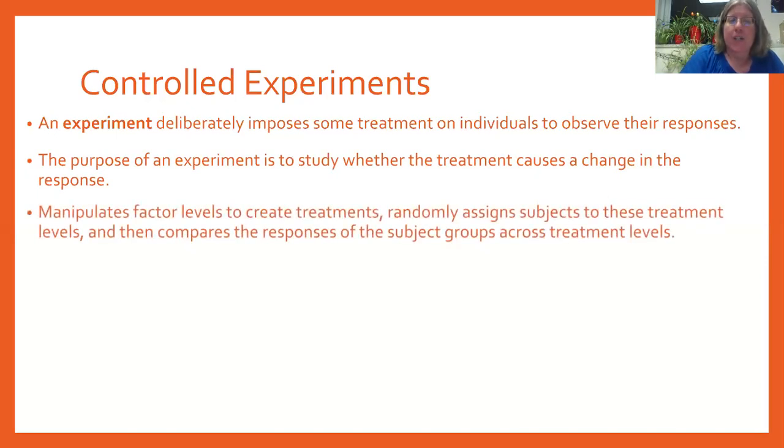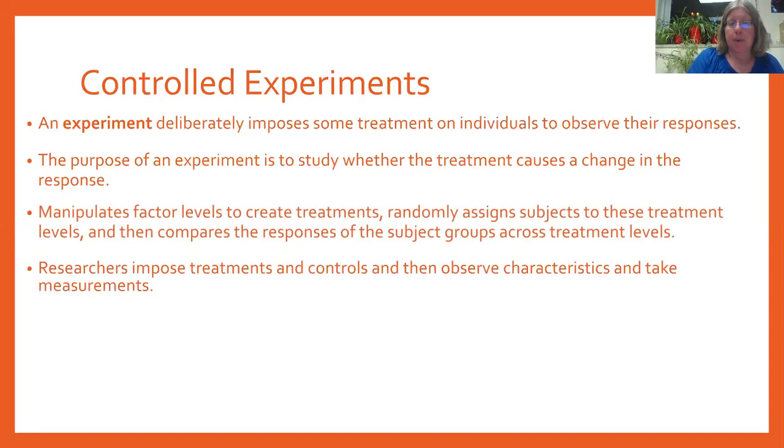Okay, the researcher is going to manipulate those factor levels to create treatments. So if we're looking at stretching, we could have one group that does no stretching, another group that stretches for 5 minutes a day, and then another group that stretches for 20 minutes a day. Right? So we would have different levels there. We'll randomly assign subjects into those treatment levels, and then we'll compare the responses to see if stretching had some sort of impact on something that we're interested in.